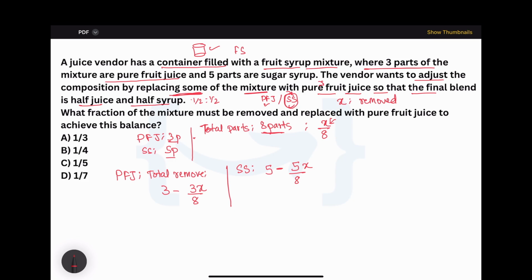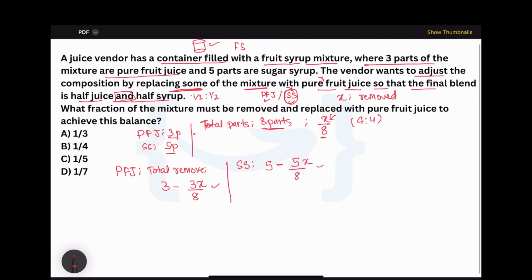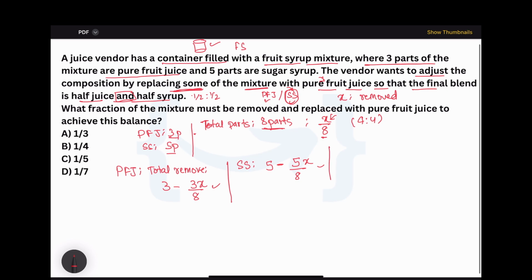So the question sets that we just need to separate it in half, which means if you have 8, it should be in a 4:4 ratio, isn't it? So very simple, we are just left with equating. We have one equation and a second equation. So just equate equation 1 and 2. What you will get is 3 minus 3x by 8 is equal to 5 minus 5x by 8.